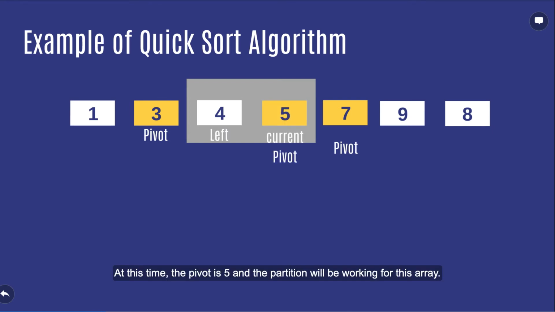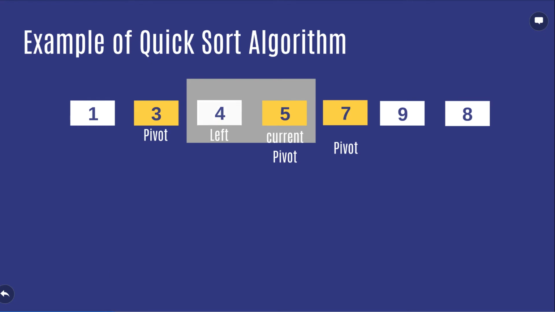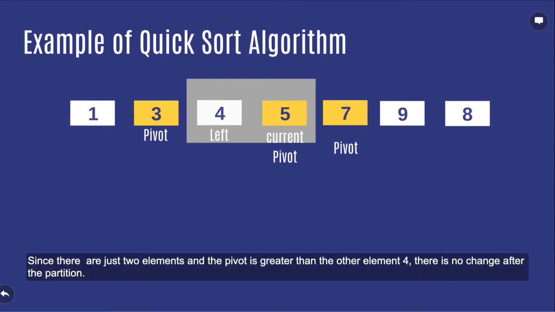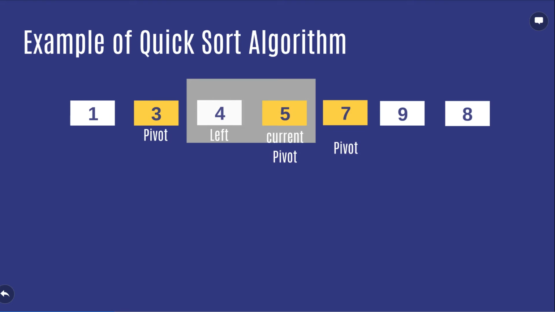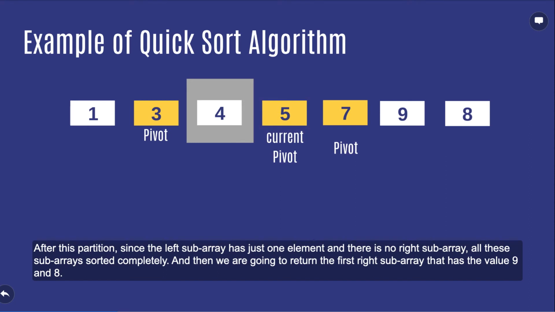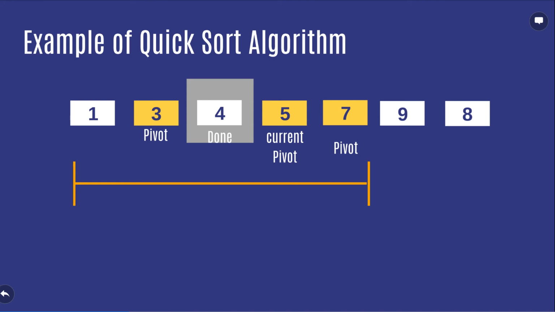At this time, the pivot is 5, and the partition will work on this array. Since there are just two elements, and the pivot is greater than the other element 4, there is no change after the partition. After this partition, since the left subarray has just one element, and there is no right subarray, all these subarrays are sorted completely. And then we are going to return to the first right subarray that has the values 9 and 8.